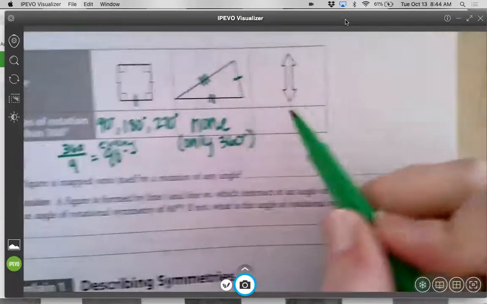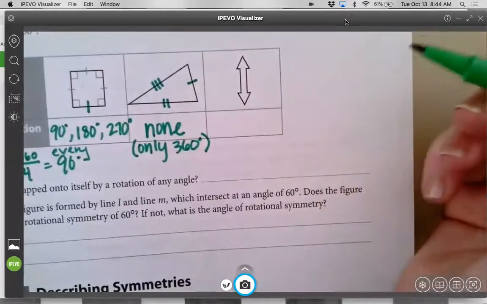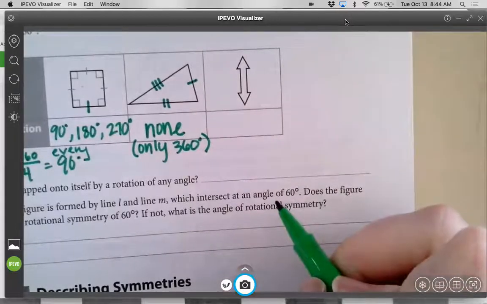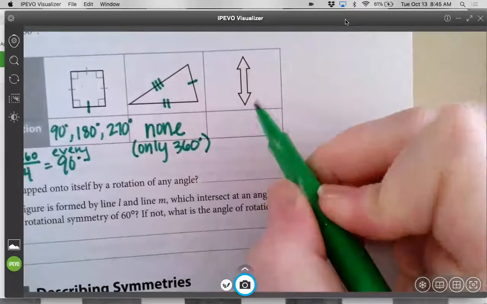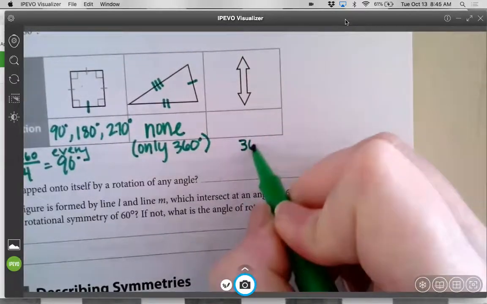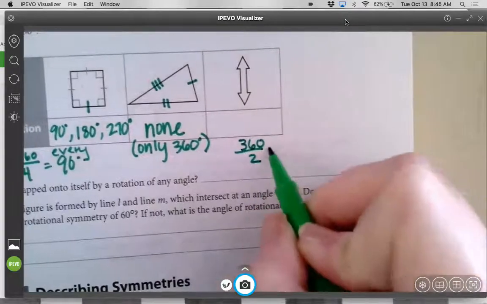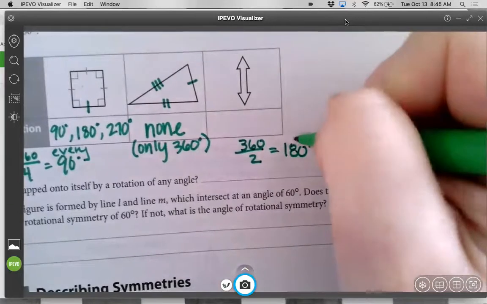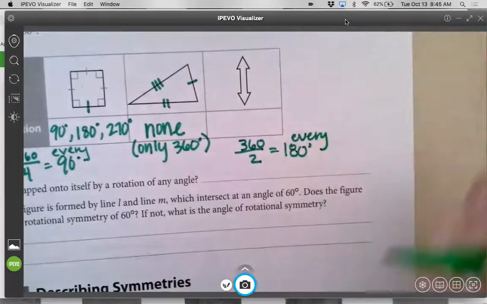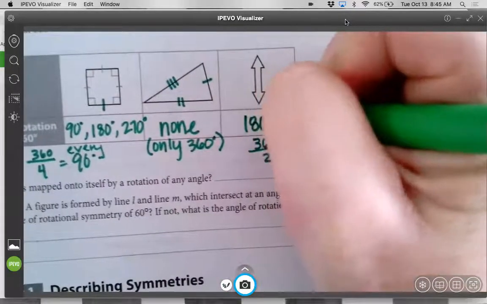All right, now we have this arrow. How many matching sections do you have on this figure? 2. Yeah, you got the top and the bottom, right? You got the arrow that points up and the arrow that points down. So we're going to take 360, and what are we going to do with that 2? Yeah. And so when we divide, we end up with 180. And it's every 180 degrees. But if we're just listing angles of rotation that are less than 360, we're only going to write 180 in there.